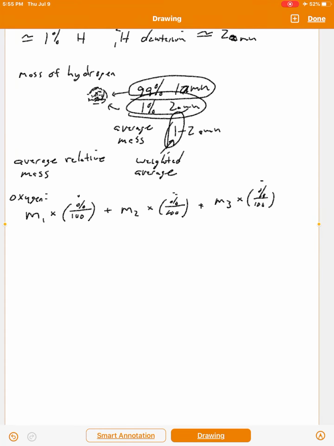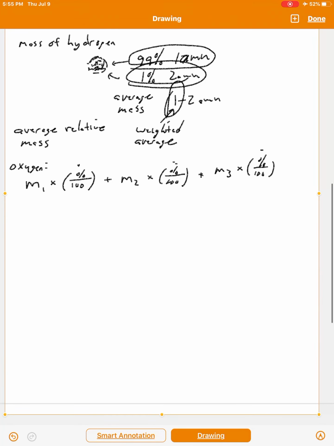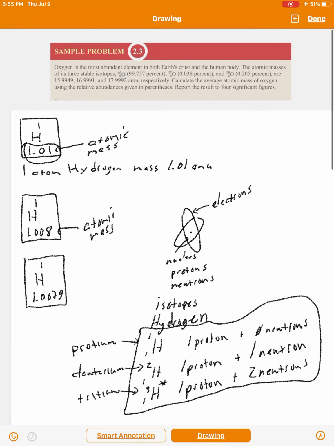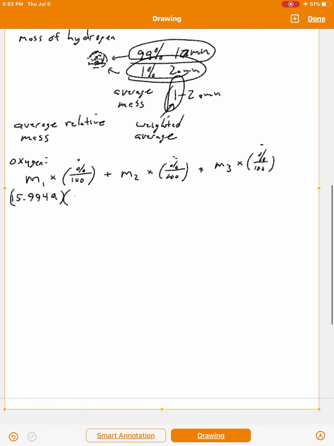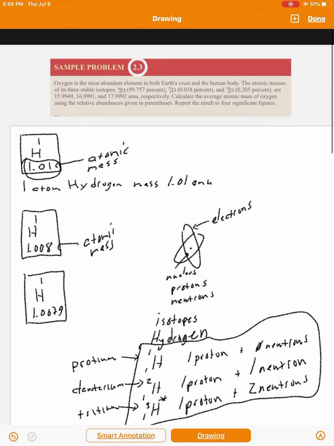So very straightforward. So we take the first one, which is what, 15.9949? I'll put it in parentheses. Times its percentage, which is 99.757. Over 100. Okay? You add to that the second mass, which is 16.9991.